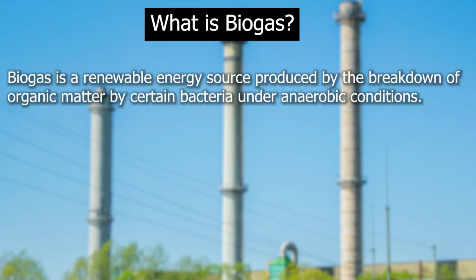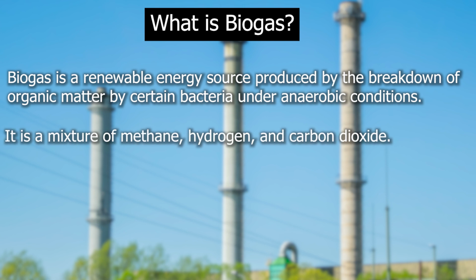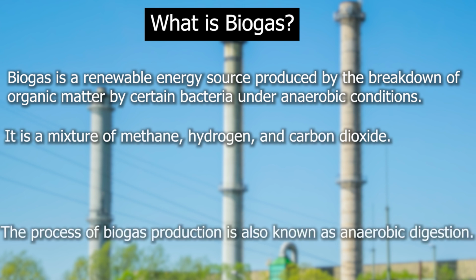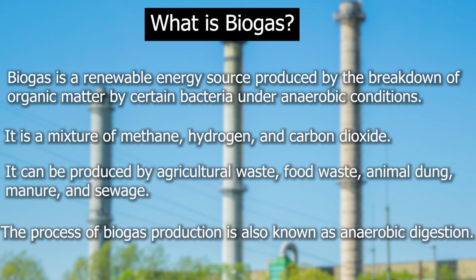So it is a renewable energy source produced by the breakdown of organic matter by certain bacteria under anaerobic conditions. It is a mixture of methane, hydrogen and carbon dioxide. It can be produced from agricultural waste, food waste, animal dung, manure and sewage. This process of biogas production is also known as anaerobic digestion.